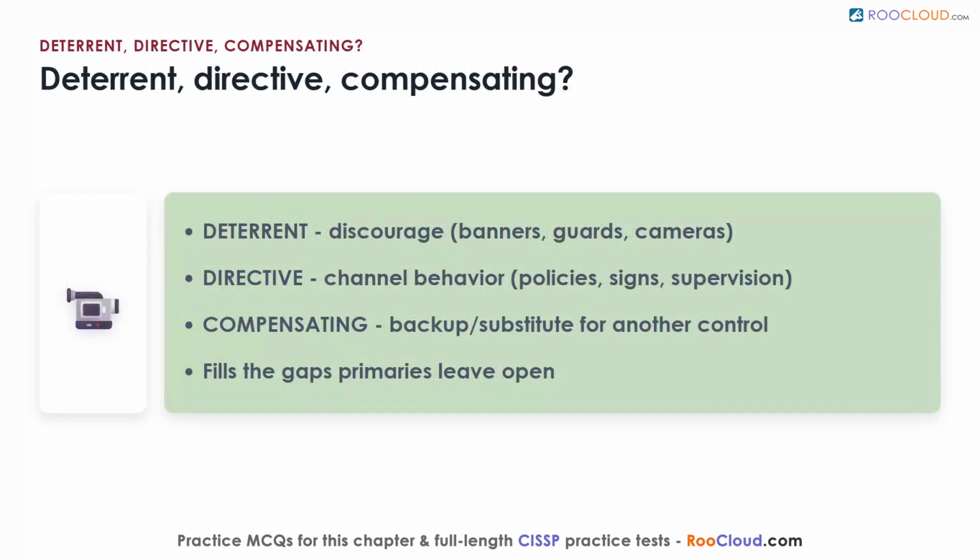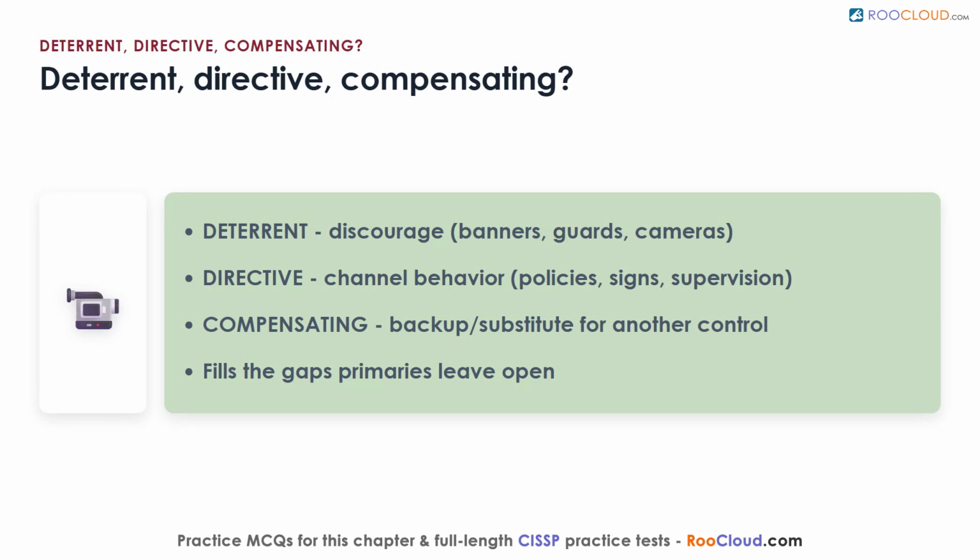What are deterrent, directive, and compensating controls? The three that round out the set. A deterrent control discourages violations by convincing people not to act, like warning banners, visible guards, or security cameras. A directive control channels behavior toward compliance, like posted policies, exit signs, and supervision.